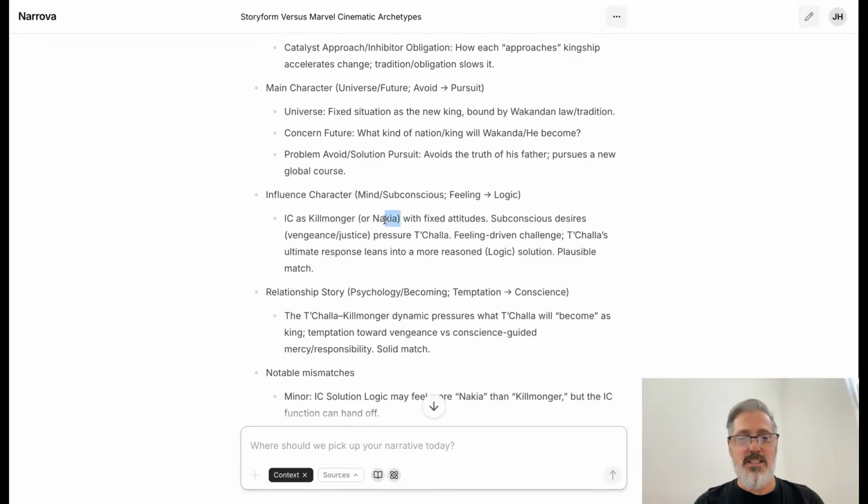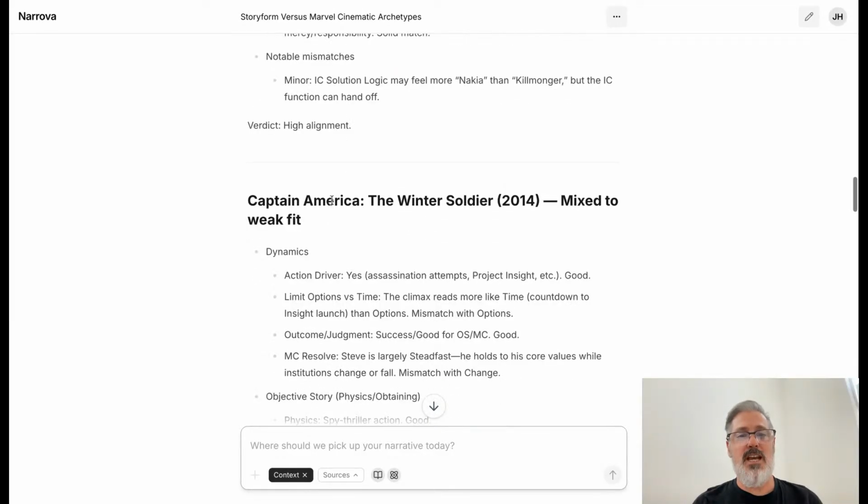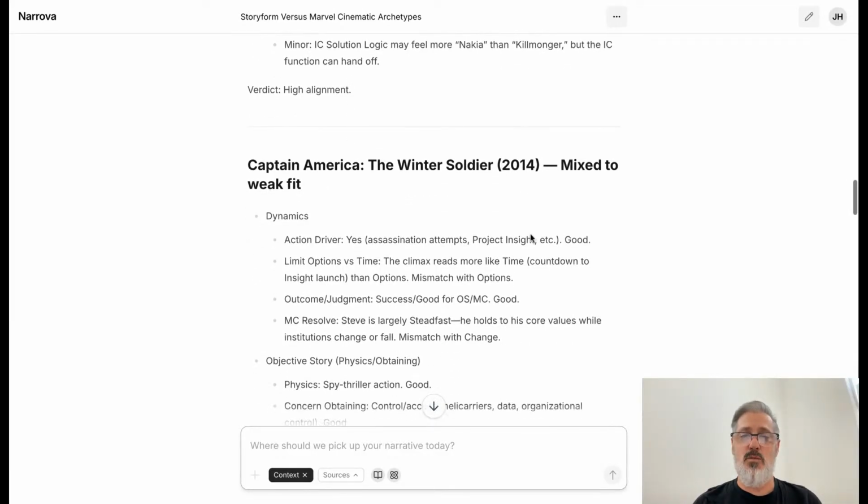And it's funny, it even identified a possible handoff, which is, I think, what actually happens, where you can have an influence character perspective and different characters can hold that same perspective, and they just hand it off from one to another. So Killmonger is very definitely both the antagonist and the influence character, which is what a villain is in Dramatica theory, where Nakia, right? Nakia is just the influence character. So verdict, high alignment.